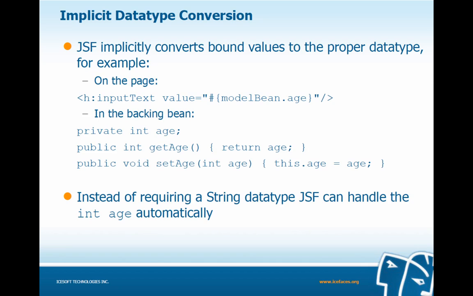JSF can implicitly convert bound values to the proper data type. So when a form is submitted, all fields are submitted in the request parameter map as a data type string. And what JSF will do is automatically convert that to the correct data type. So in this case, we have an instance variable age, and in the backing bean, it's of data type int. So instead of requiring a string data type, JSF can handle the int age automatically.